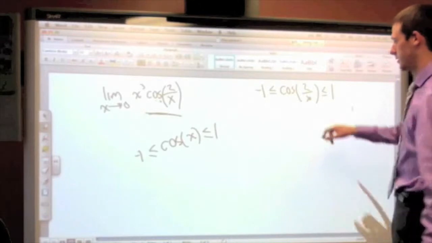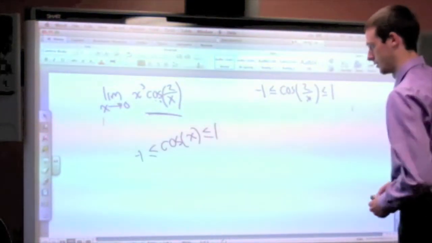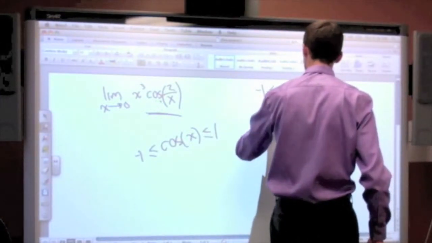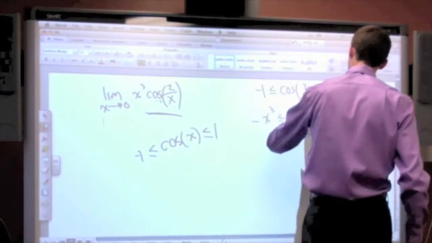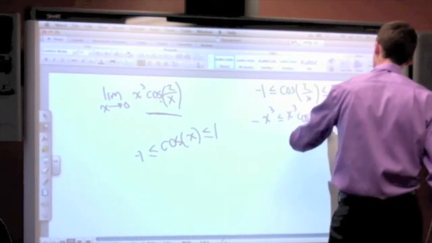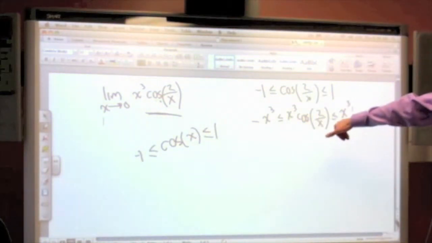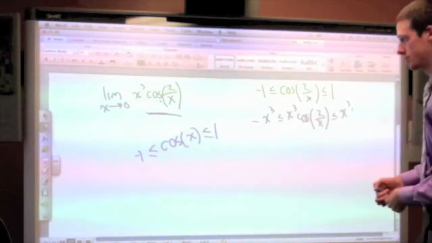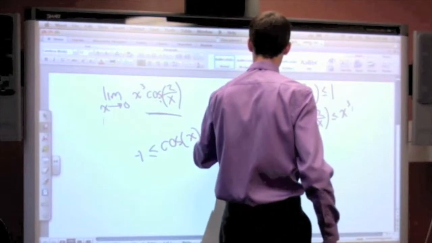Now the next thing we need to do, we want to make this inside function look like this one so we can get it squeezed in between these two. So the next one you want to do is multiply by an x cubed on both sides. So now that we see this, we know that our function here is squeezed in between these two functions, and we can find the limit as x approaches 0.